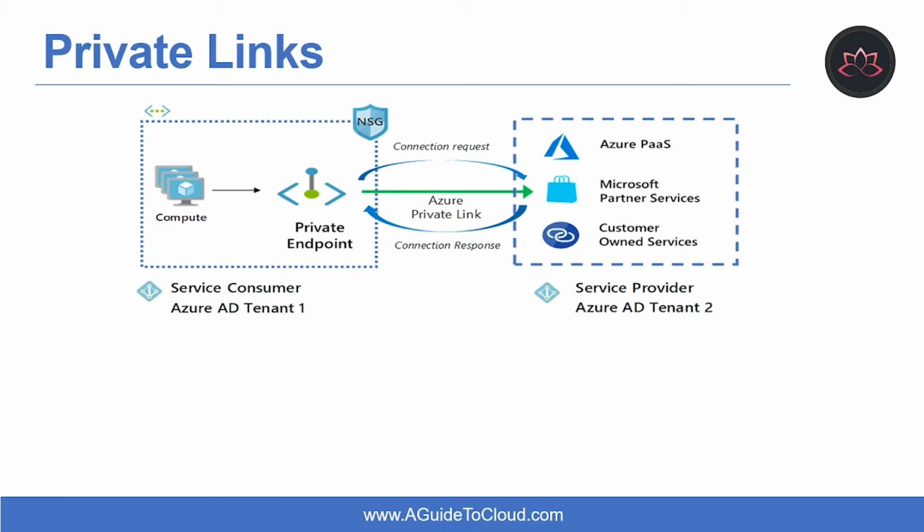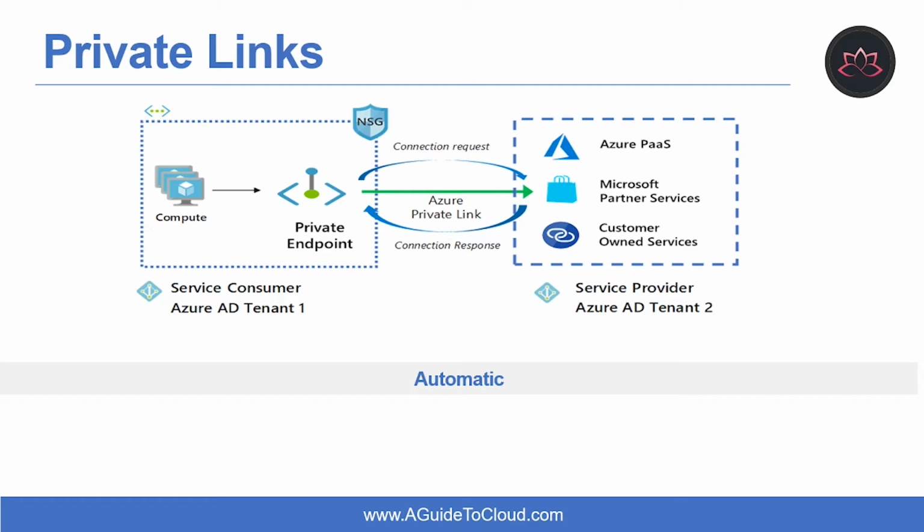There are two connection approval methods that a private link service consumer can select. The first one is automatic. If the service consumer has RBAC permissions on the service provider resource, the consumer can choose the automatic approval method. In this case, when the request reaches the service provider resource, no action is required from the service provider and the connection is automatically approved.